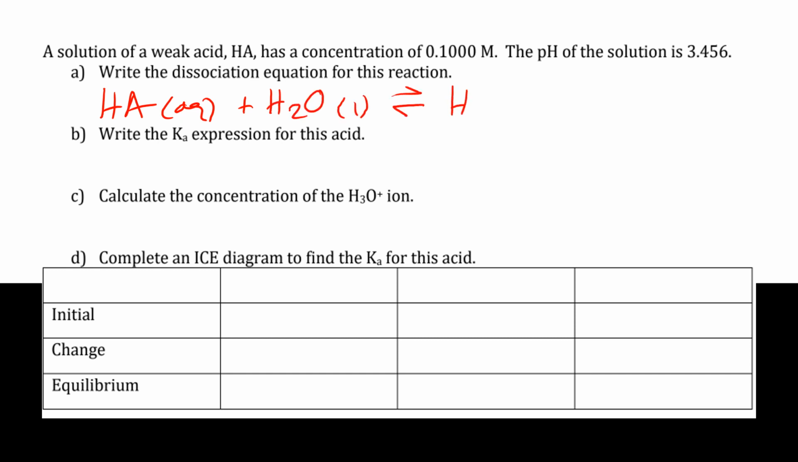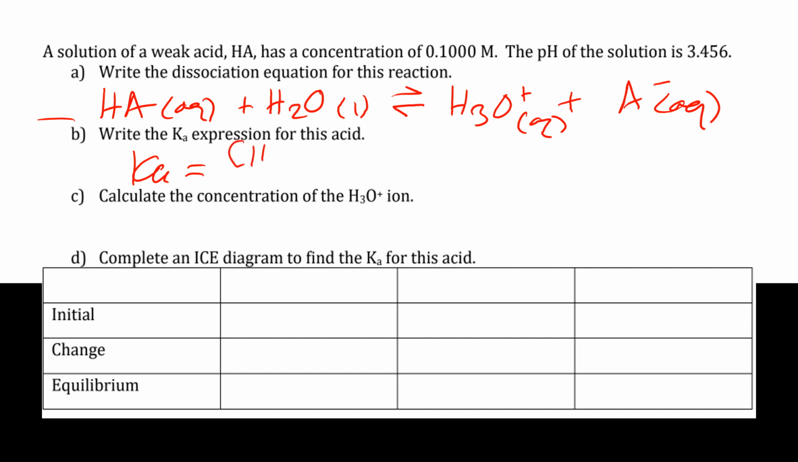producing hydronium ion aqueous plus my A minus. So write the Ka expression. Okay, now you can pause the video and do this by yourselves. So to find the Ka expression, remember that it doesn't involve liquids or solids, so it's the H3O plus concentration times the A minus concentration divided by the concentration of the weak acid, whatever that will be.